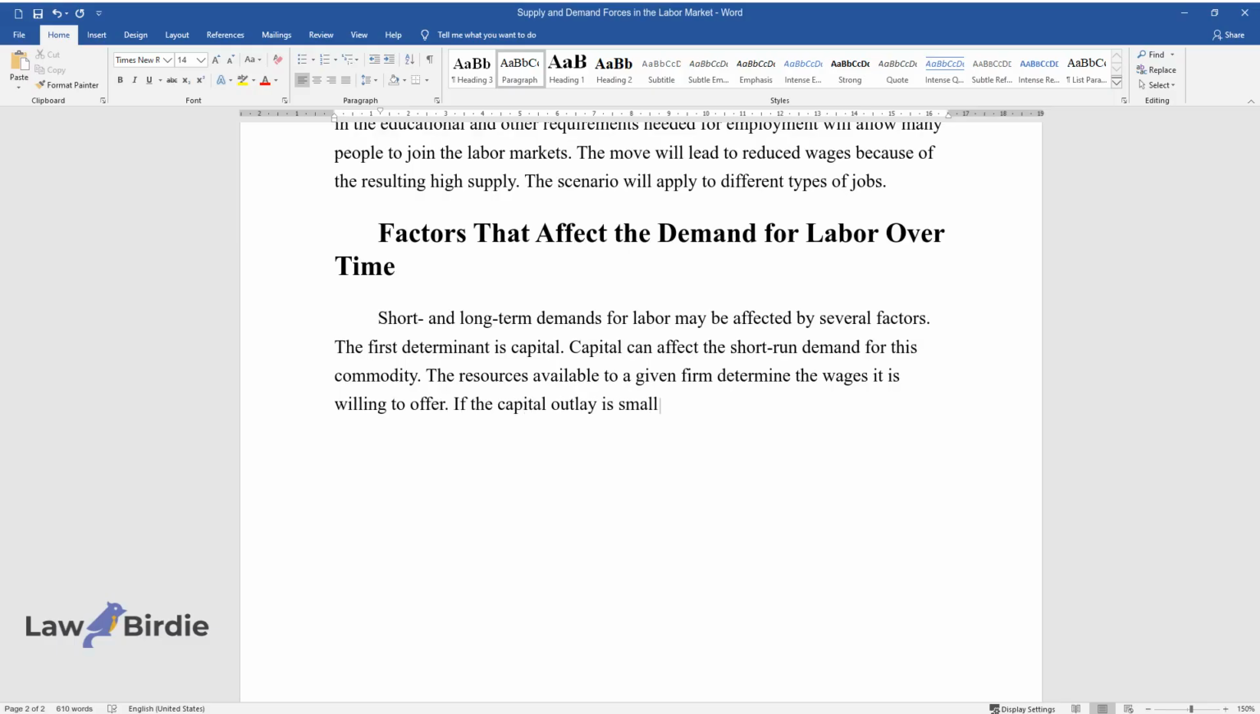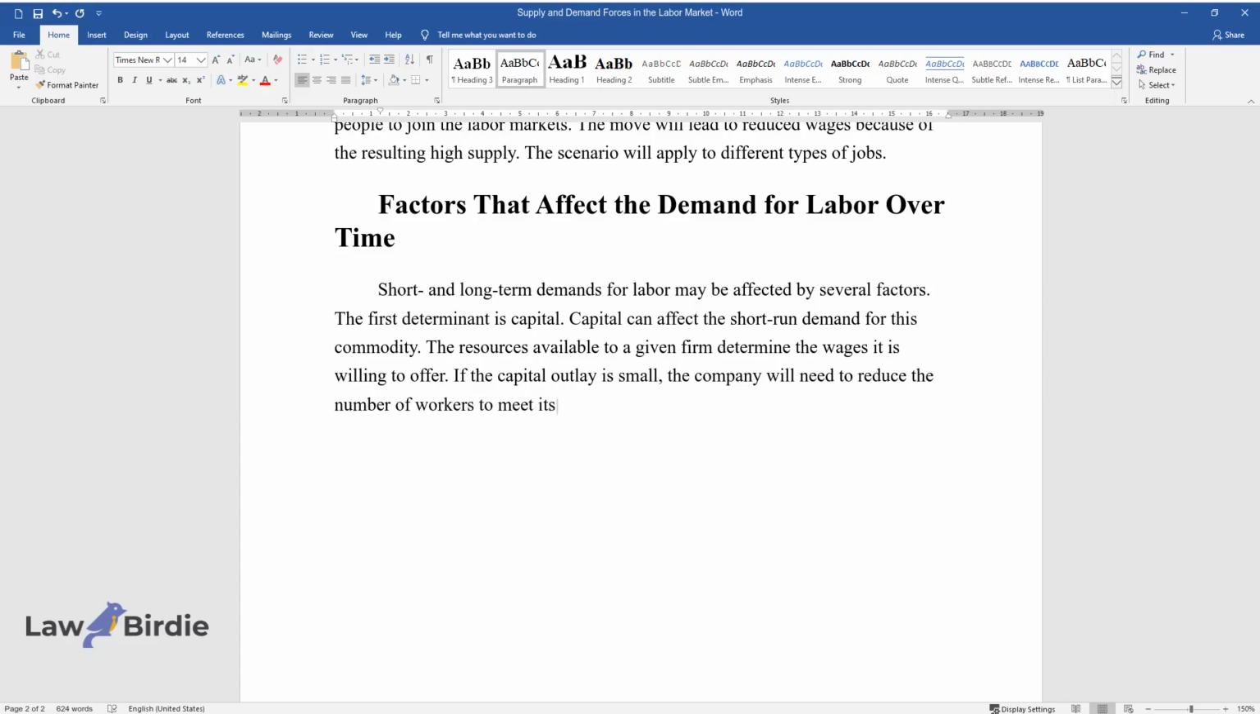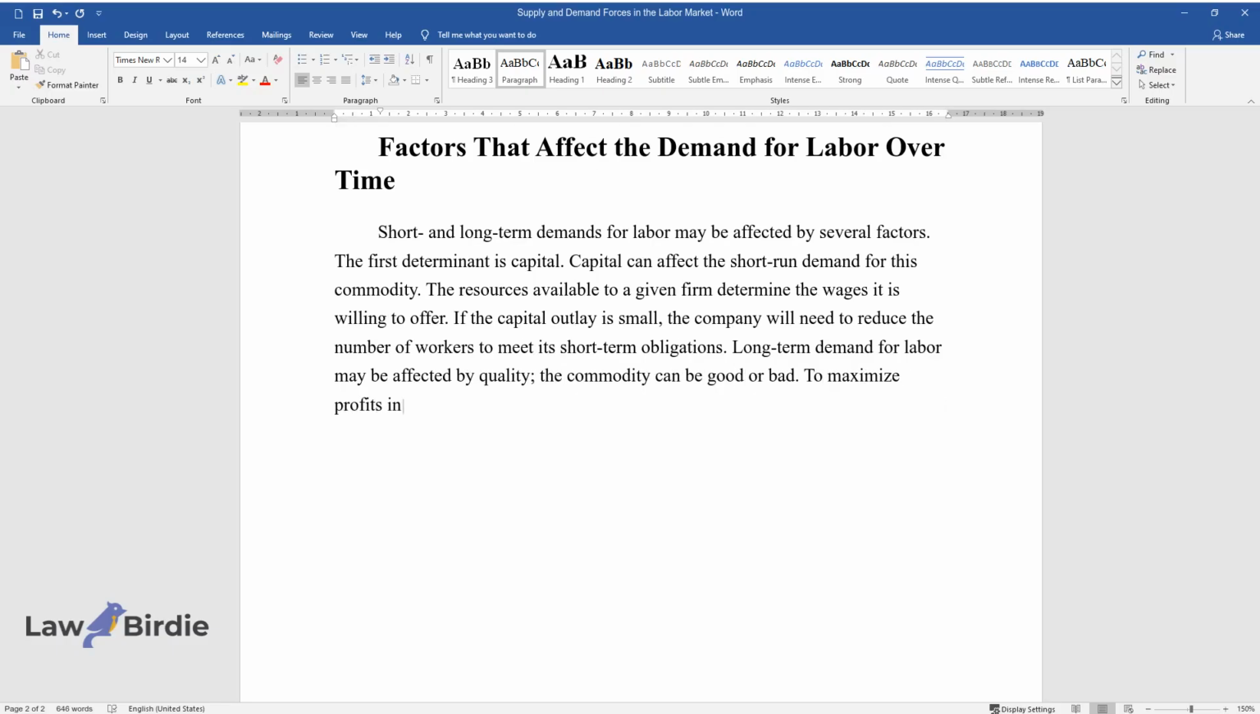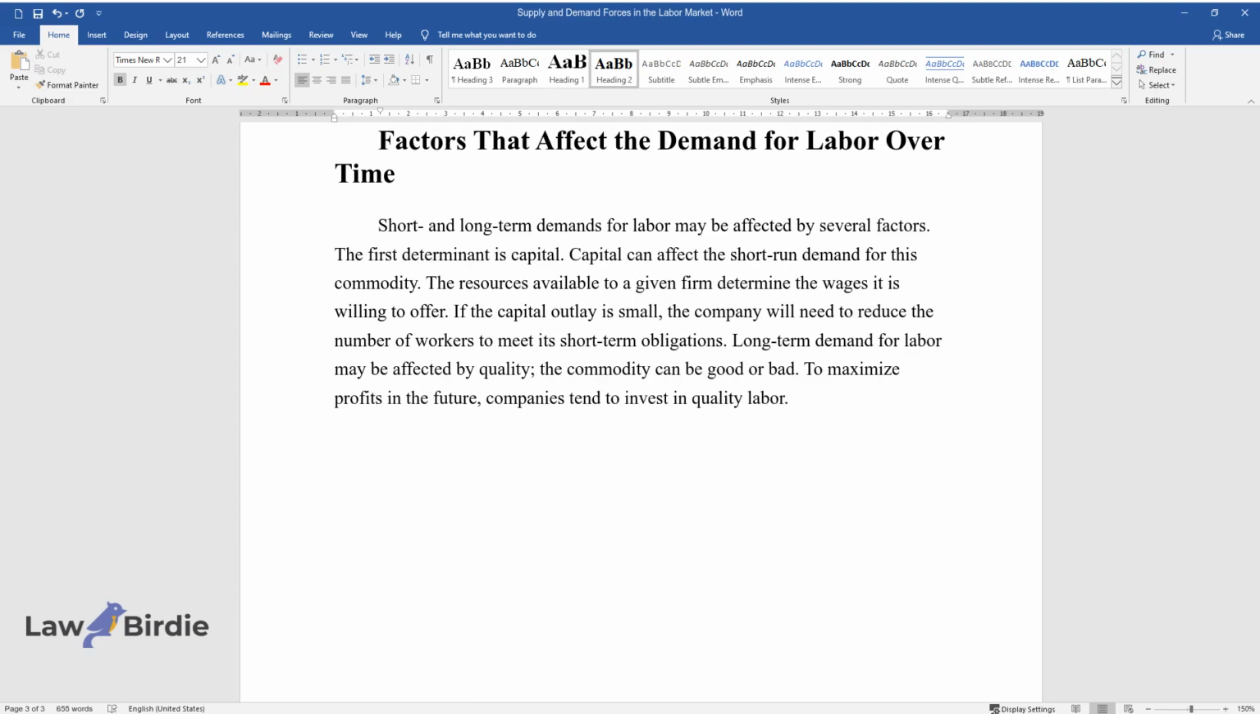If the capital outlay is small, the company will need to reduce the number of workers to meet its short-term obligations. Long-term demand for labor may be affected by quality. The commodity can be good or bad. To maximize profits in the future, companies tend to invest in quality labor.